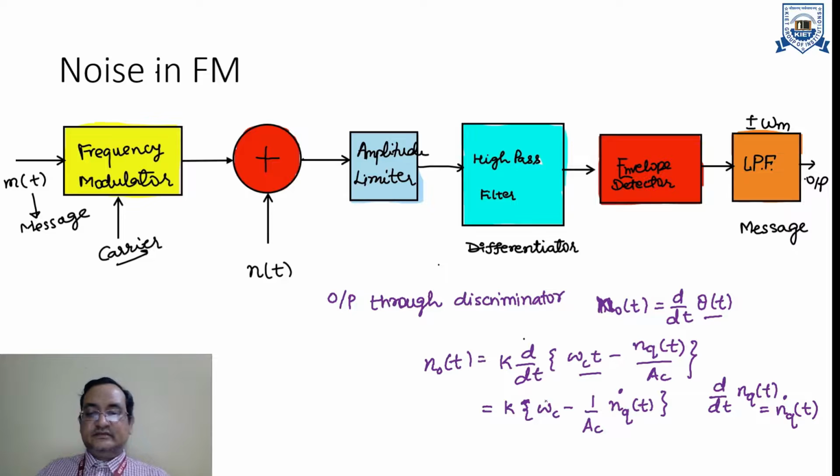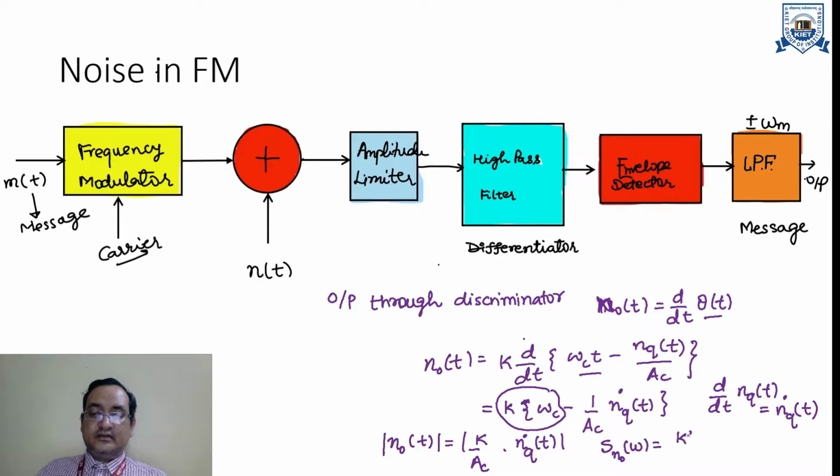Now, as this is again a constant term, I have already said that this constant will be separated with the help of capacitances. So n_o(t), or you can say its magnitude, because this is the minus term, will be equal to 1 upon A_C times k and n_Q(t)'s derivative. Now the power spectral density, as I've already told you, S_no(omega) will be equal to k square upon A square into S_nQ(omega), right?